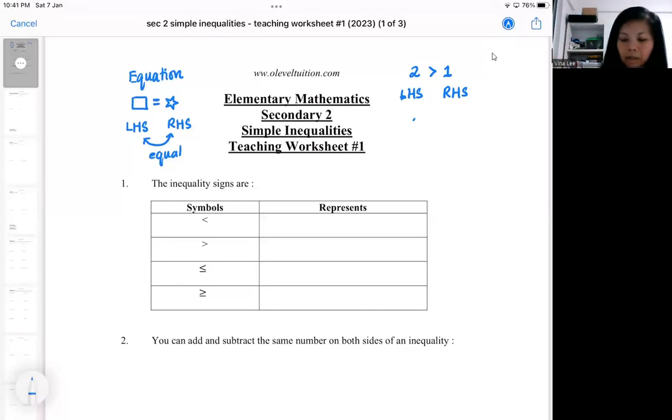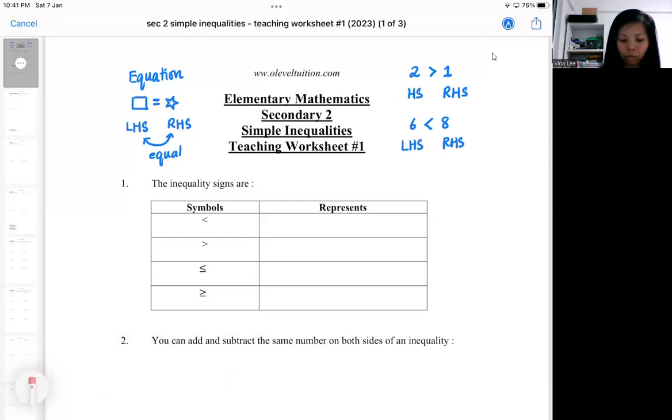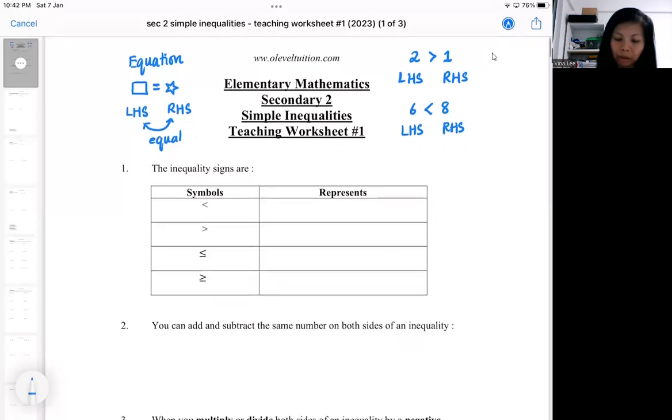Or it can be something like 6 is smaller than 8. So the left side is smaller than the right side. There is an imbalance already. It's no longer equal, so there is a difference in the idea here. But the operation will be mostly the same. This topic is generally quite short because the operations are very similar to the equivalence in equations, except for a special part.